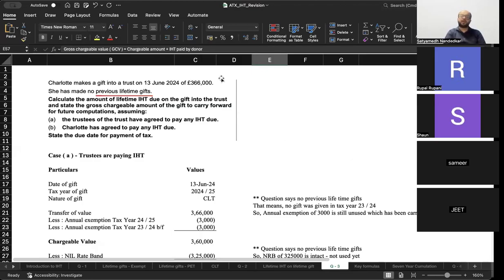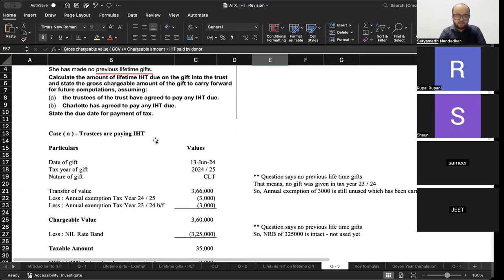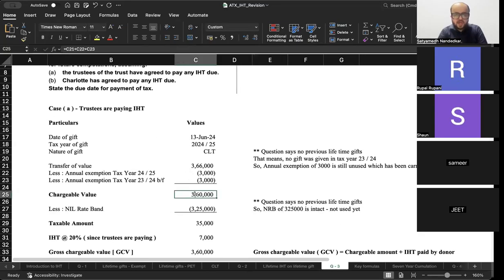Now, what is the total transfer of value? The total transfer of value is 3,66,000. Any gift given into a discretionary trust is always a CLT. The only trust gift which can become a PET is if it is given into a disabled trust. This is not a disabled trust. So transfer of value is 3,66,000, and she has made no previous lifetime gifts. So you subtract 3,000 as annual exemption for the current year, then you subtract 3,000 as annual exemption for the previous year. The number that you get is your chargeable value.